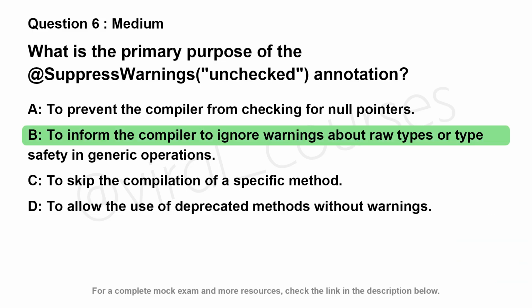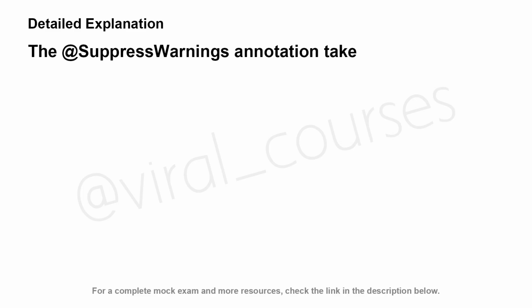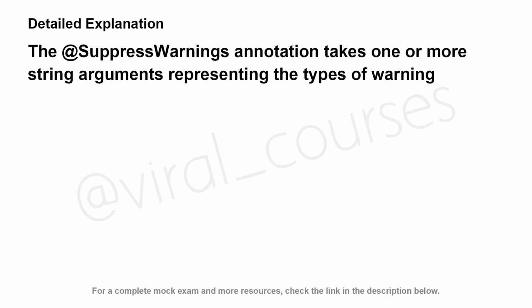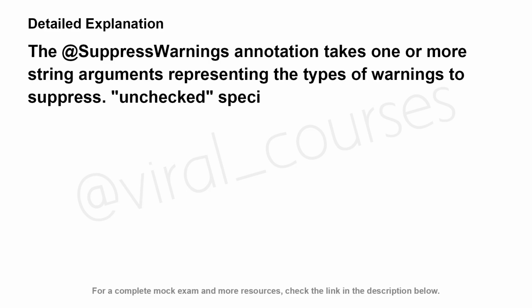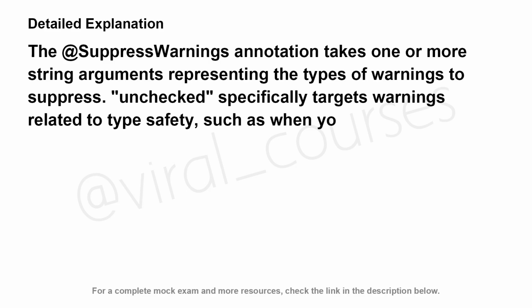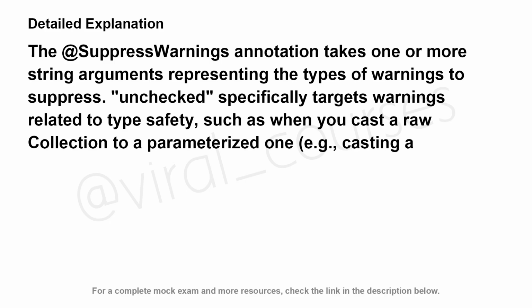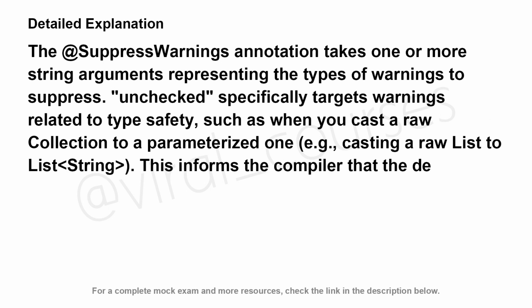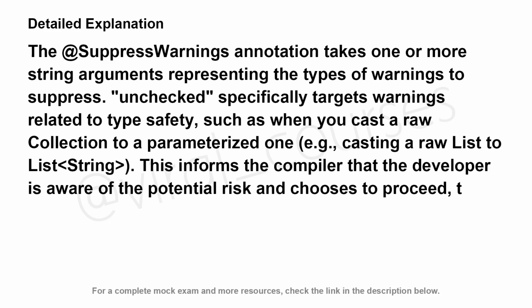The correct answer is B. The @SuppressWarnings annotation takes one or more string arguments representing the types of warnings to suppress. "unchecked" specifically targets warnings related to type safety, such as when you cast a raw collection to a parameterized one, e.g., casting a raw List to List<String>. This informs the compiler that the developer is aware of the potential risk and chooses to proceed, thus silencing the warning.